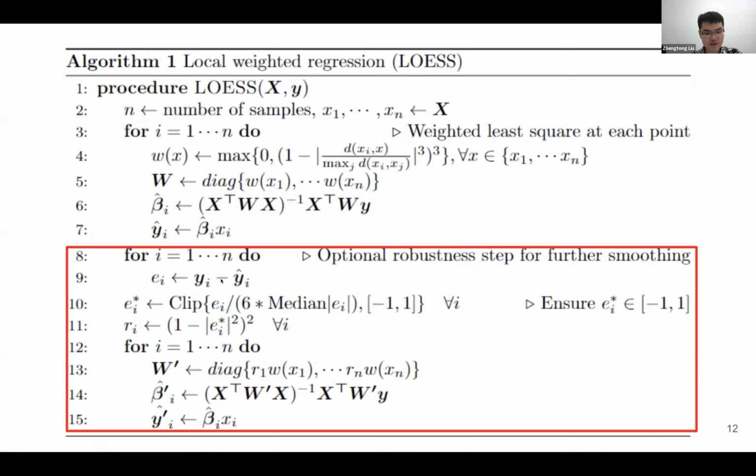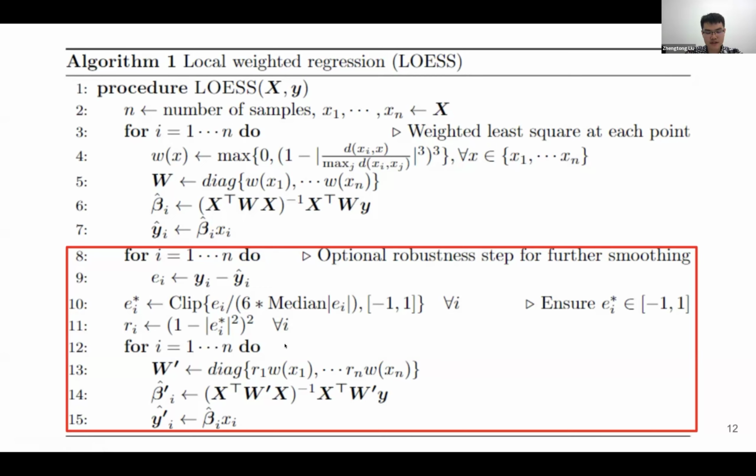So we first get the residual of prediction at each point, and then we do the clipping. Basically, we want to ensure that each value or each weight should be between -1 and 1. And then we use the inverse function. Basically, R here is the inverse of the e_i star. And then we multiply this R with the previous W, so that the data points with large residuals will be downweighted. So this helps to control for the outliers.